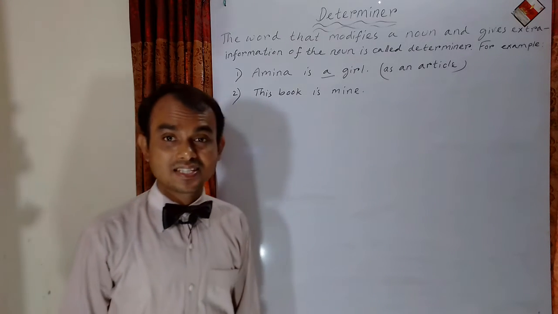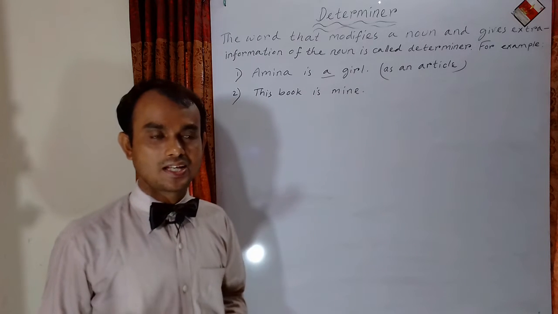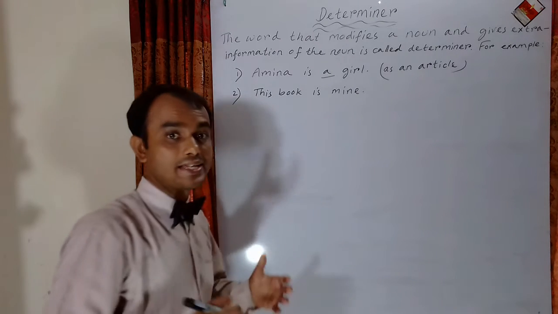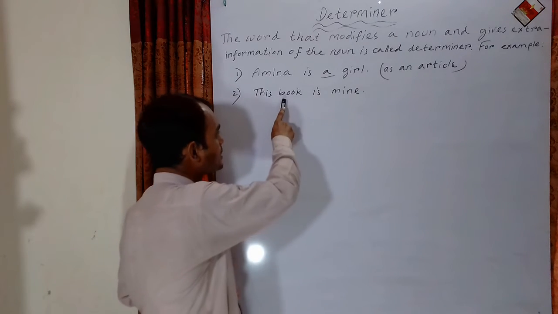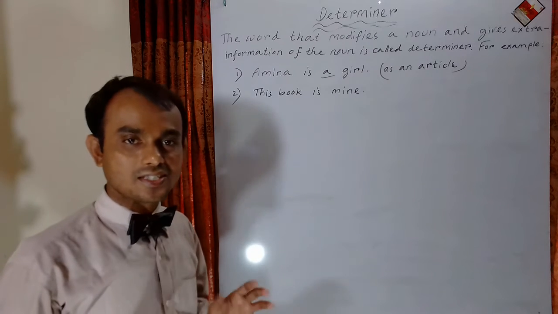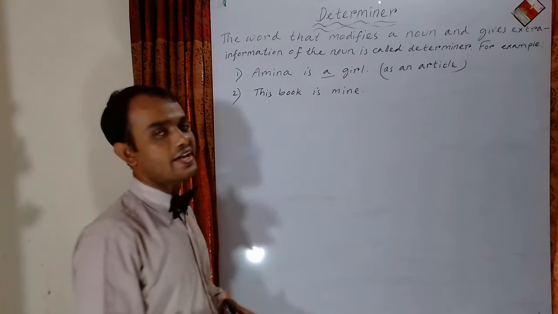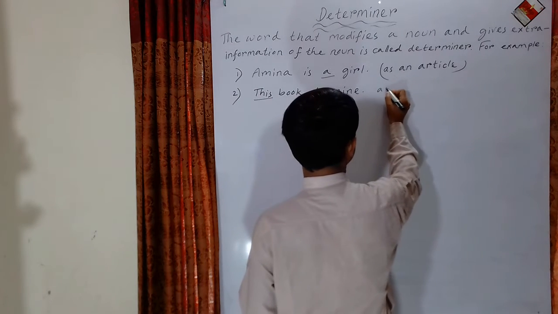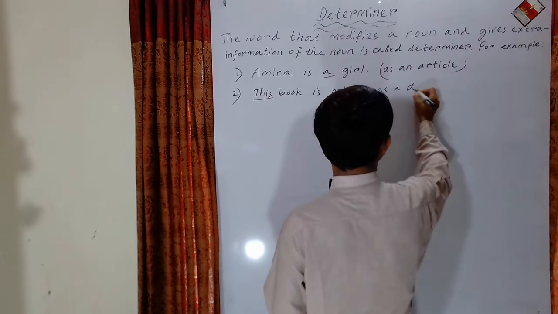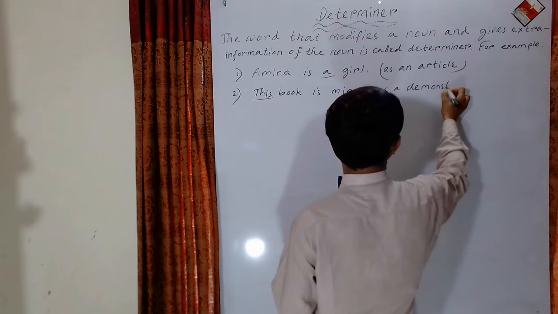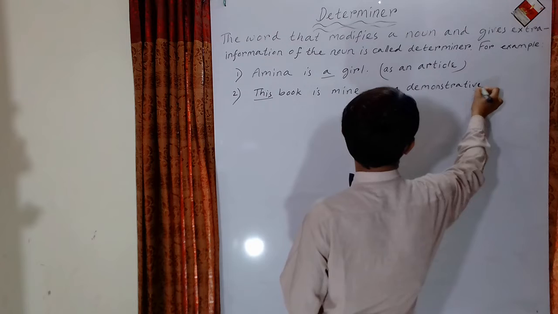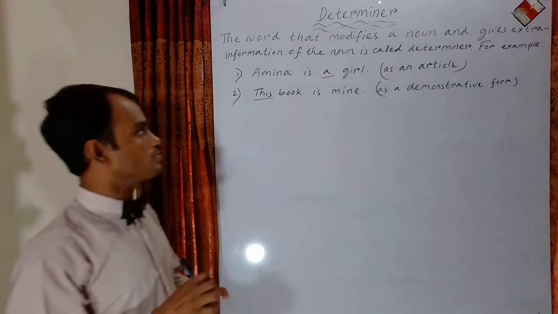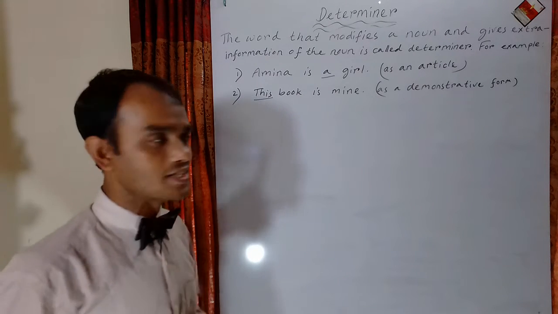And the word this is a demonstrative form. And this demonstrative form is modifying the noun book and giving extra information of the noun book. For this reason, this demonstrative form is a determiner in this sentence. This as a determiner, as a demonstrative form.